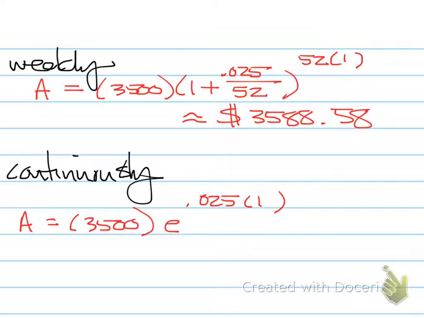And then you should be able to find e on the calculator. It should be above the LN button, the natural log button on your calculator. So e to the 0.025 power, and then once you hit equal, multiply that result by 3,500 to get approximately 3,588.60.